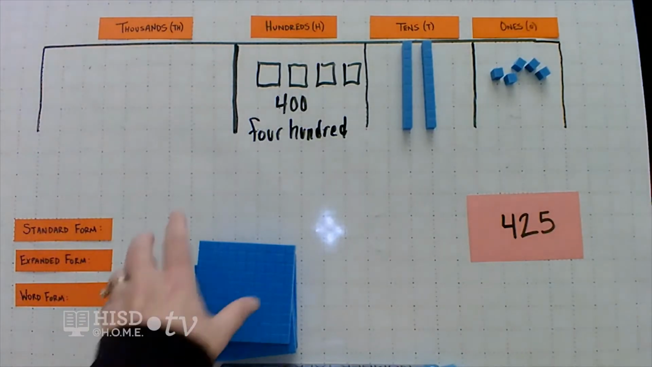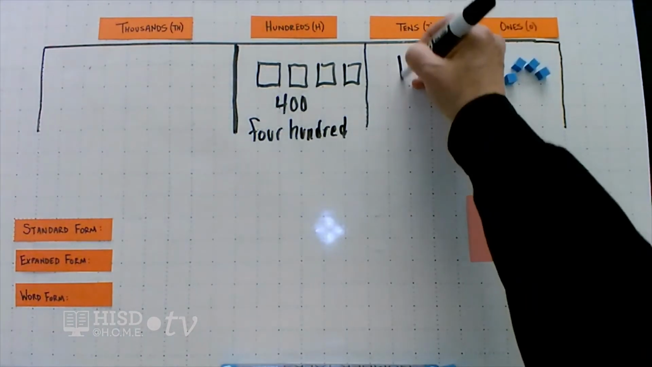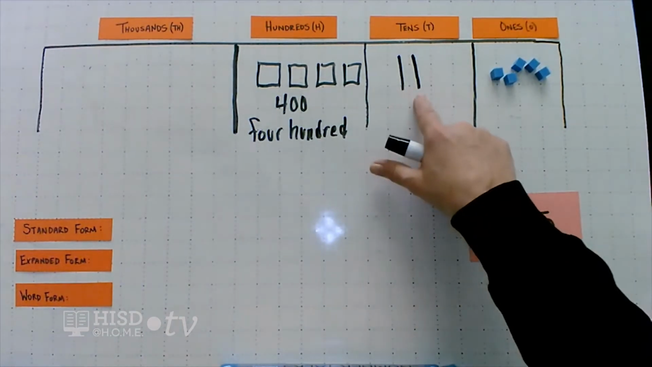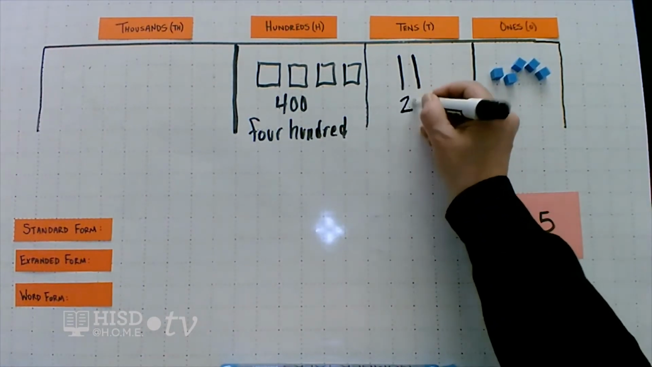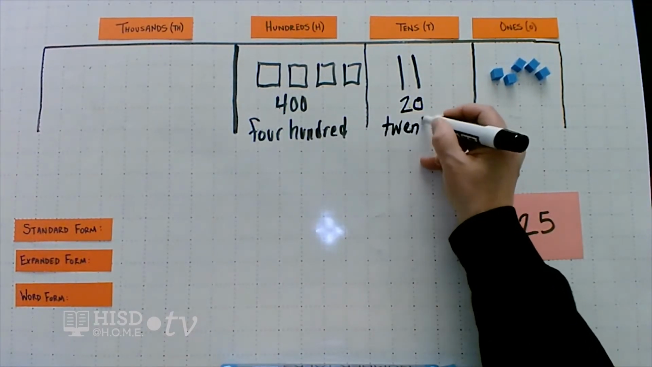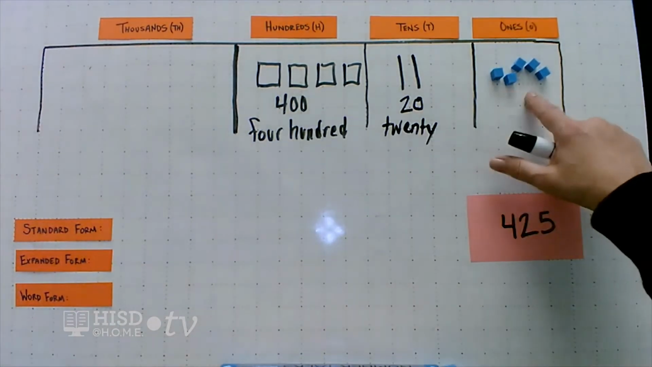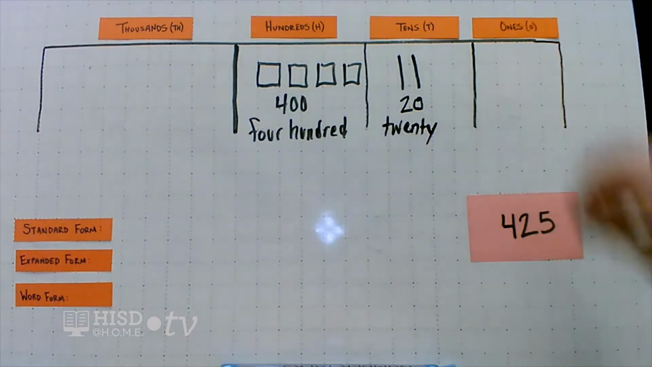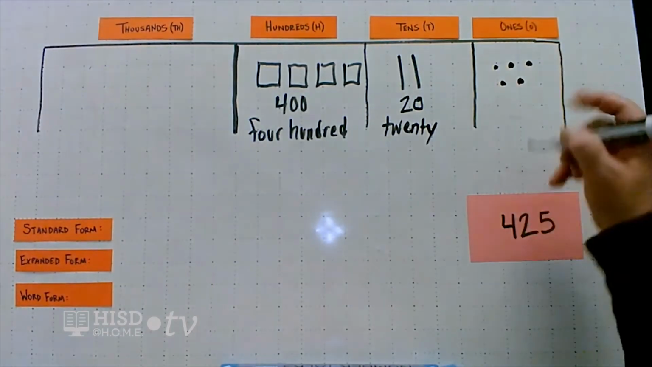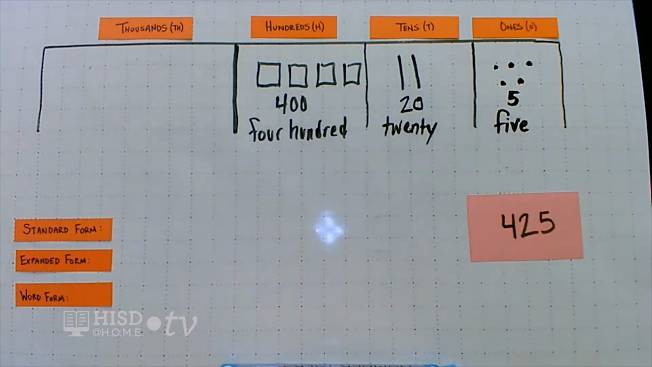In our tens position, we can remove the 2 longs, and we will draw our 2 longs. Each long has a value of 10. So 10, 20. My value is 20, and we can write that in words as 20. And we will repeat the process with the ones. And I say I have 5 units, so we're going to remove those 5 units. And we're going to draw them with our pictorial representation. I know the value is 5, and I can write that in words as 5.